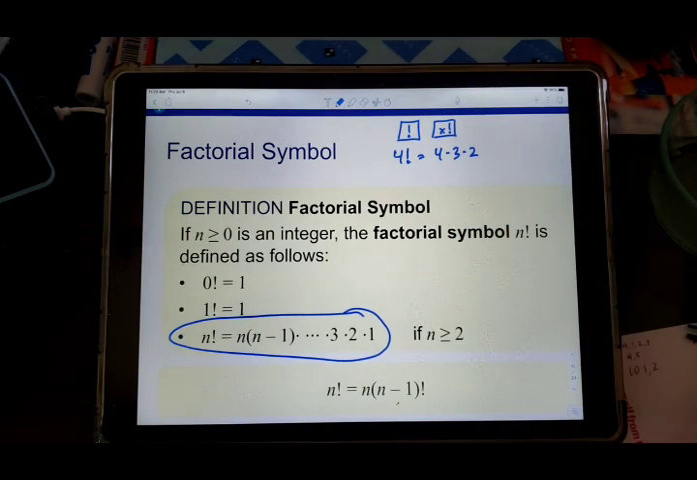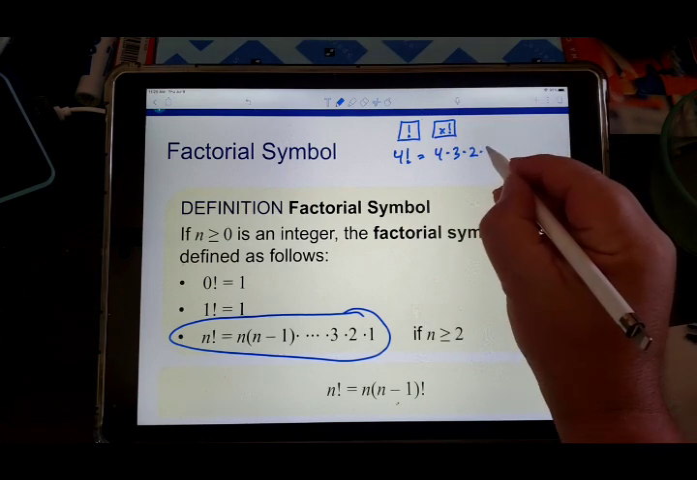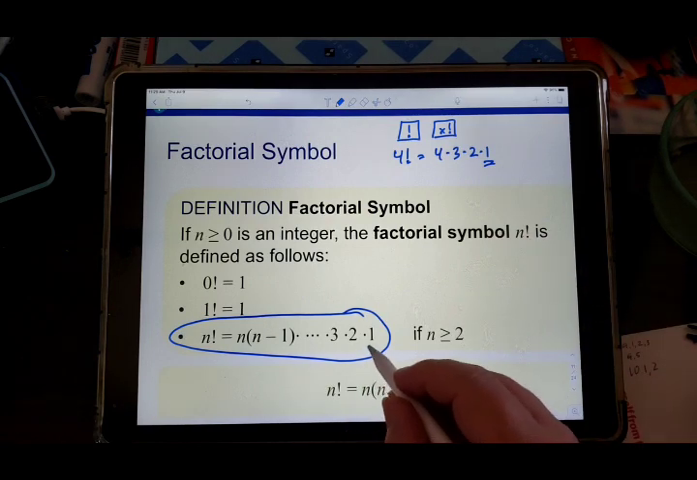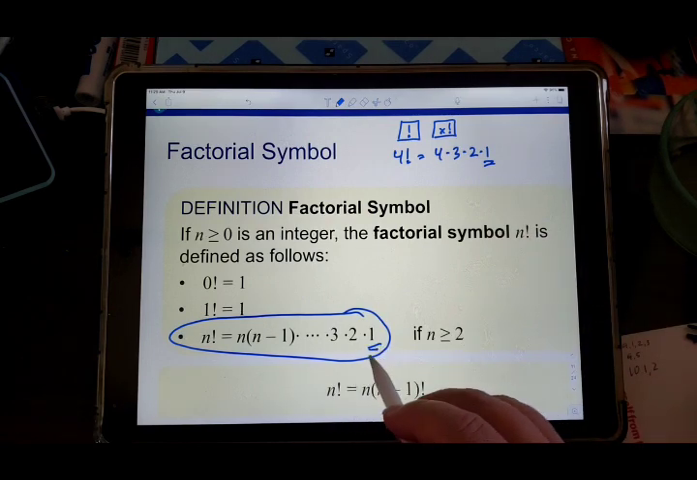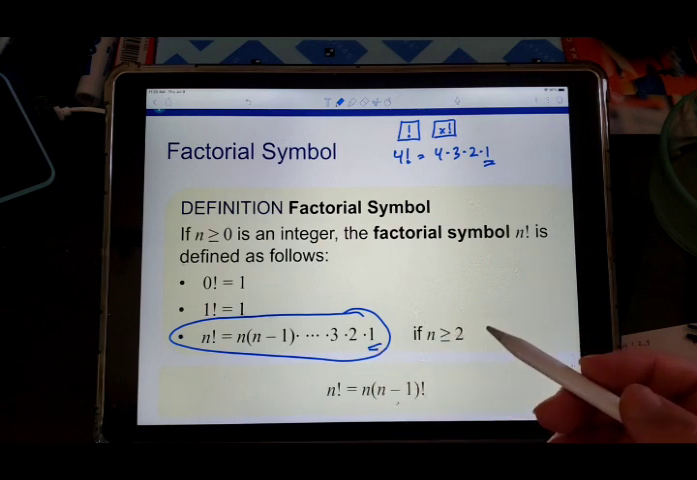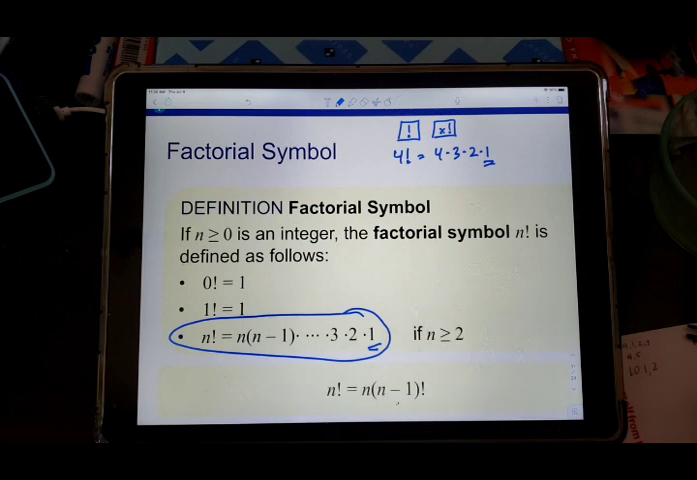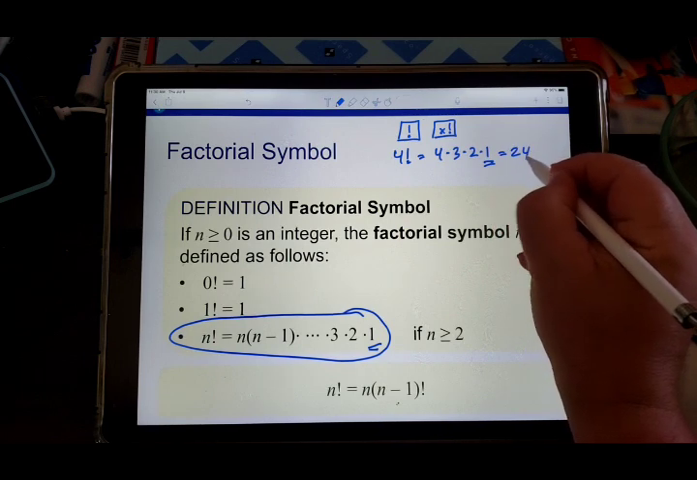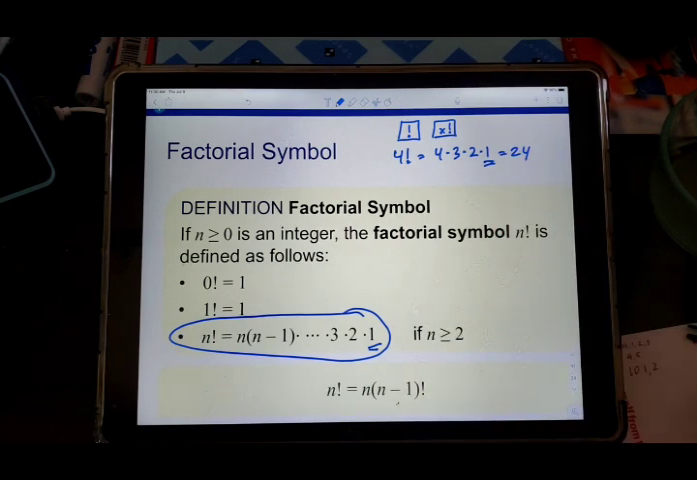Now, they never stop at 2. They always seem to tack on this 1. I'm not sure what difference that 1 makes in the multiplication, but they always seem to put it there. In other words, you could leave it off and still the same multiplication. But there it is. 4 factorial means 4 times 3 times 2. That'd be 12 times 2. That's 24. And you could run that through your calculator and get that same value.